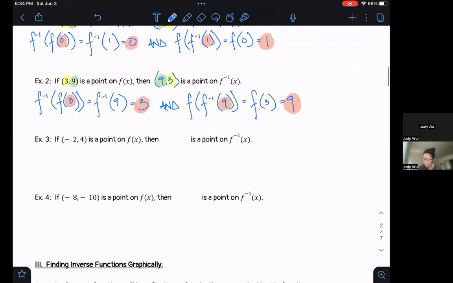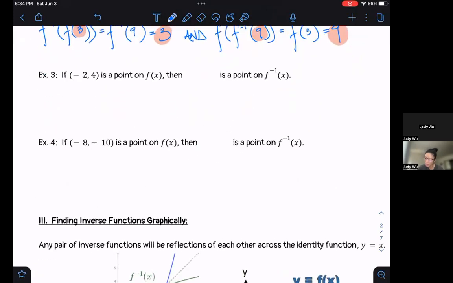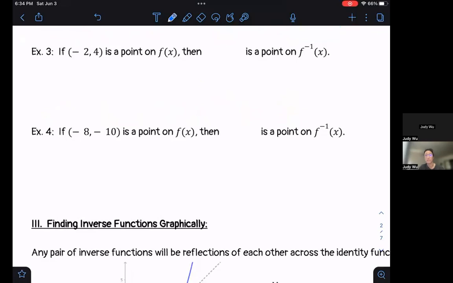All right, if you want to take a look at examples 3 and 4 on your own, this is a good time to pause. You can come back and check your answer. Otherwise, let's go ahead and do these together.